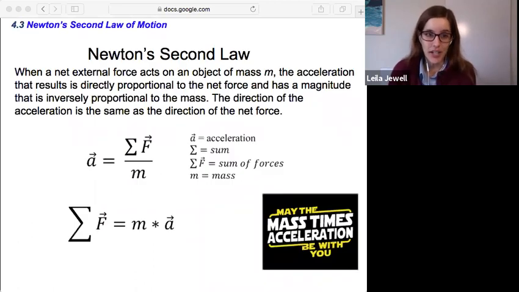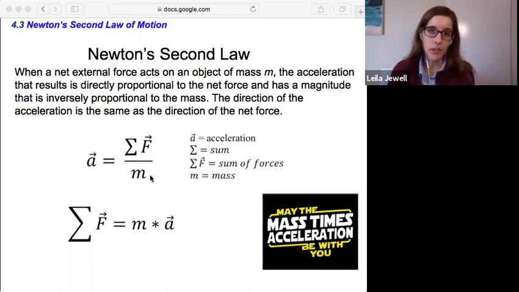Now that we have that out of the way, let's take a look at Newton's second law. Newton's second law says when a net external force acts on an object of mass m, the acceleration that results is directly proportional to the net force and has a magnitude that is inversely proportional to the mass. The direction of the acceleration is the same as the direction of the net force. So that's a lot of words. For me, I like to think about it mathematically with an equation, and that says that the acceleration that results from a net force is directly proportional to the net force that acts on it and inversely proportional to the mass. So vector acceleration is equal to the vector sum of forces, the net force, divided by the mass.